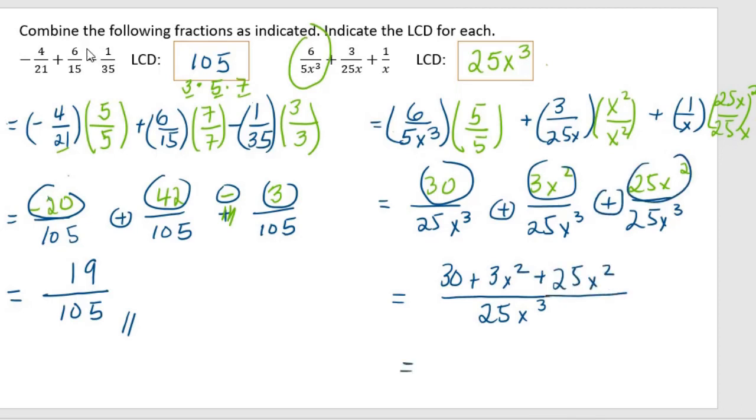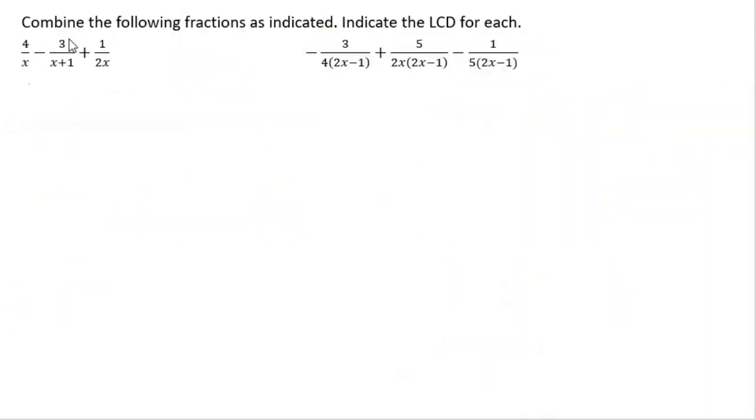Extend my fraction line. Our last step is to ensure that we've simplified anything in the numerator that we can simplify. And we do, in fact, have like terms. 3x squared plus 25x squared is 28x squared. So we have 28x squared. This is a positive 30, so we'll say plus 30 there over 25x cubed.